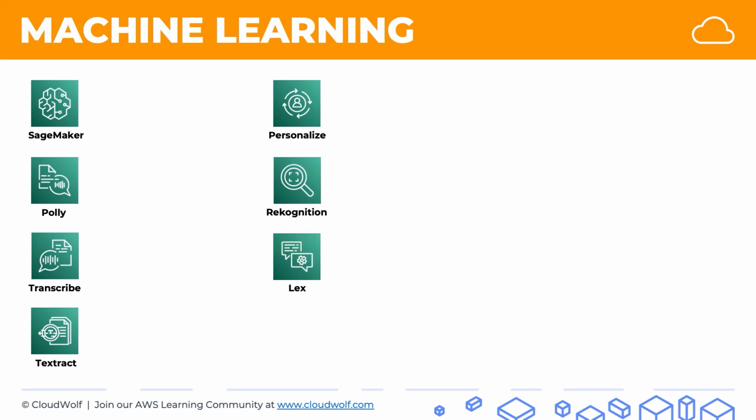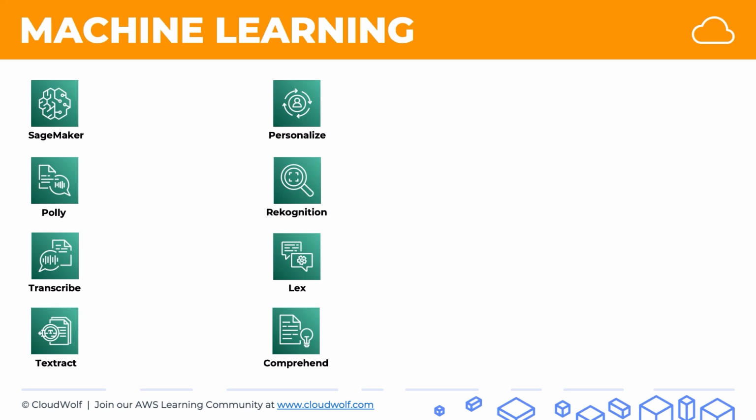Lex. So for the exam, the best way to think about this is Amazon Alexa has the word Lex in it, and that's what it does. It's basically a conversational interface for chatbots. Then we have Comprehend, which is an NLP service for discovering insights and relationships in text.